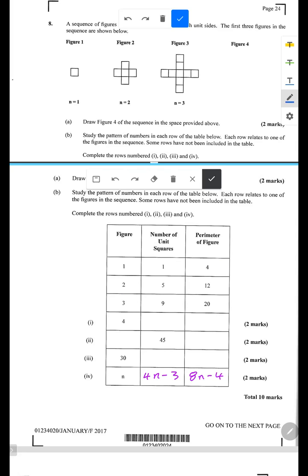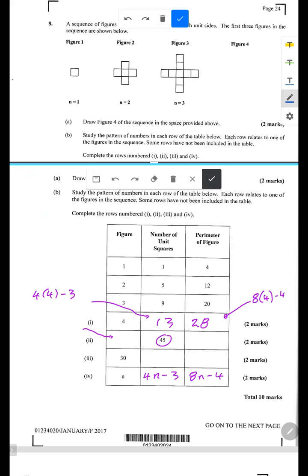And we said for here, we use the formula. I will get 4 times 4 minus 3, which is how we get the 13. And for here, use the formula, 8 times 4 minus 4. So we get 28. Yes, it's 28.